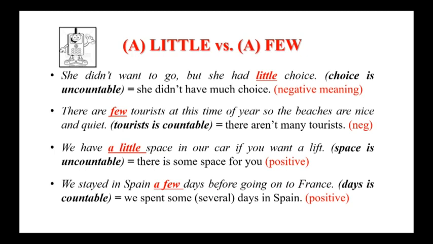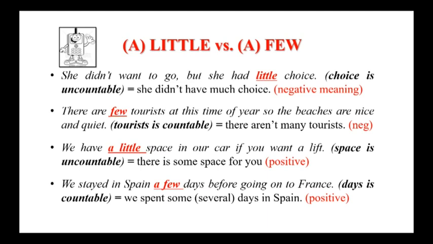We stayed in Spain a few days before going to France. Days. Countable. We spent several days in Spain. Znači, proveli smo nekoliko dana u Španiji. To je okej, to je dobro. Da ste rekli, na primjer, we stayed in Spain few days, znači, nedovoljno. Morali smo zbog nečeg da se vratimo, nešto se desilo. Nije bilo dovoljno dana, nismo tako planirali. Ali a few days je potpuno pozitivno. A few days, nekoliko dana smo proveli tamo.